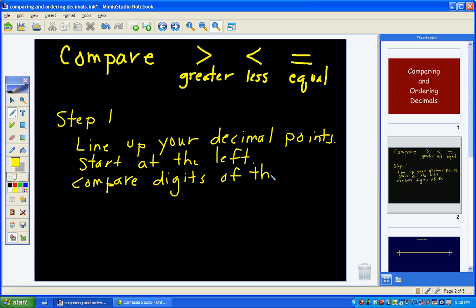You have to compare the digits in the same place value because if you're trying to compare tens to hundreds or tenths to thousandths, you're not doing a true comparison because you're not looking at the same value. So that will be step 1, and we're going to do some of these in just a second. Step 2 will be to find the place where the digits are different.